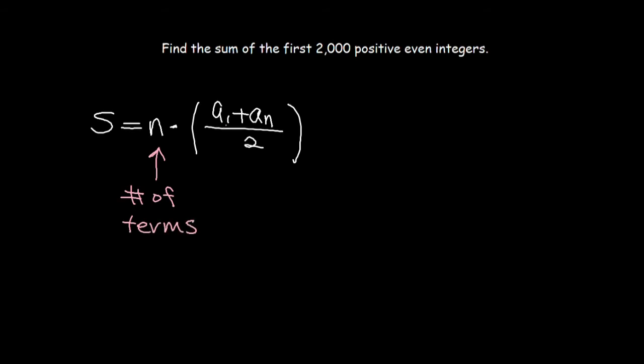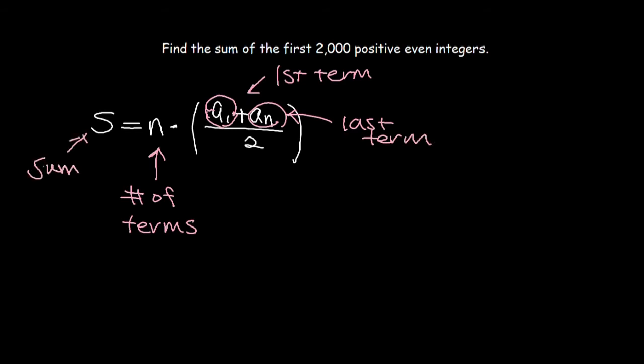What does this a sub 1 represent? That's representing the first term. A sub n is representing the last term of the sequence. And this S is just representing the sum of the entire sequence. And this is for arithmetic sequences. So you already know how to use this formula, or at least you should be after watching my video, which I'll link in the description box below.